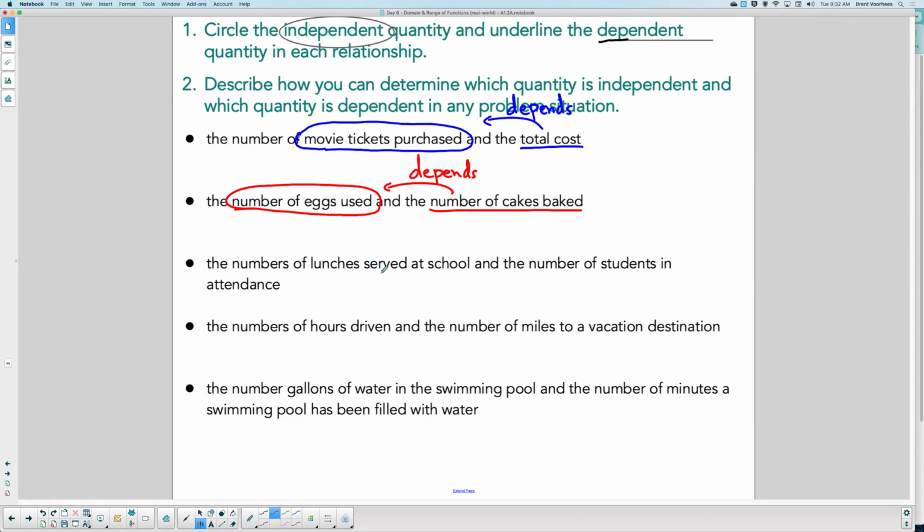The number of lunches served at school and the number of students in attendance. If we want to know how many kids were at school that day, do we say how many meals were prepared? Or if you want to know how many meals prepared, would you ask how many kids are in attendance? Kids in attendance comes first. Meals come last. Okay, good. So we circle number of students in attendance. We underline number of lunches served. So this depends on that.